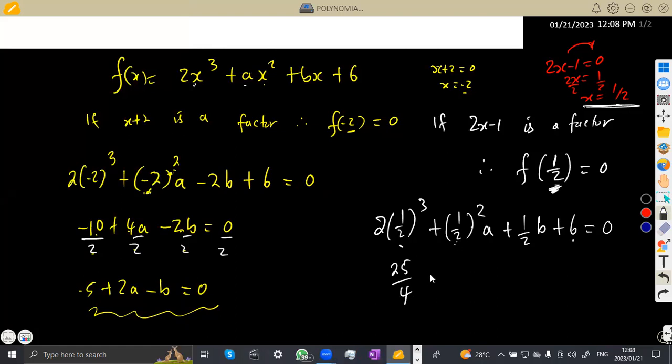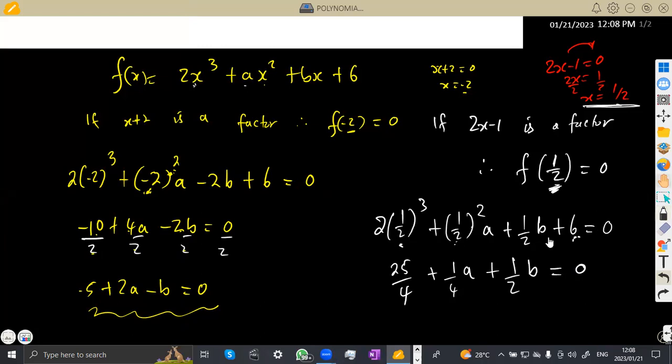A half to the exponent of 2 is 1 over 4, so this is going to be 1 over 4 a. Plus half b. Remember, we simplified this one and this one together. So this is going to give us a 0. All right, so that's another equation.